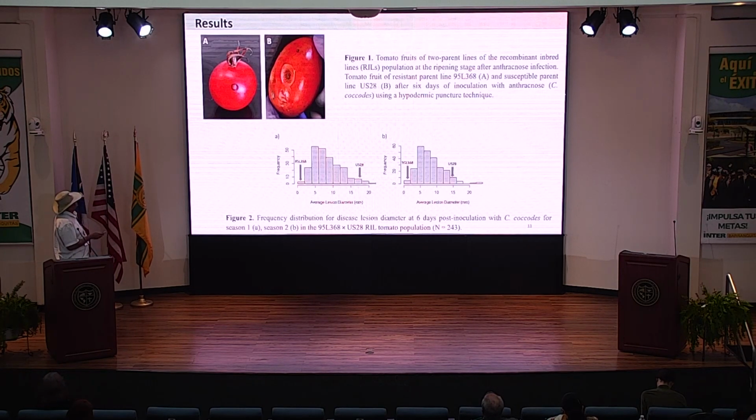So here is a susceptible parent that got spread. This is the wild species. You see, after inoculating the disease, the lesion is just there. So the disease is not spreading. Whereas in the cultivated one, you see the disease has spread so badly. If you see these tomatoes, you will just throw them.